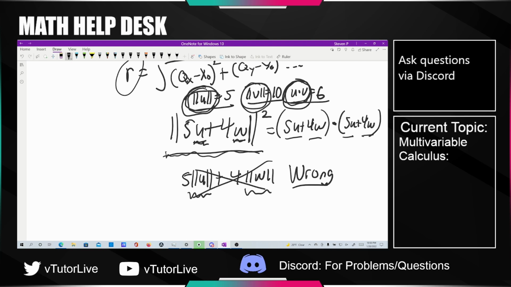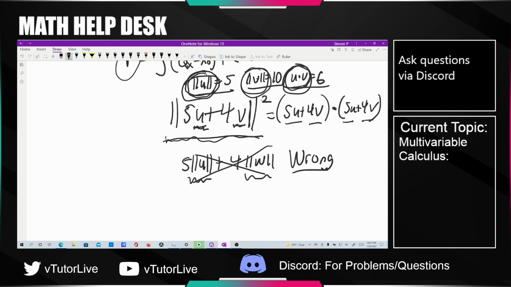Could you explain why you squared it? It's literally a problem solving trick. By the way, I'm really silly, and I used u and v up here and u and w down here, but let's just keep this consistent, okay? Sorry. But yeah, why did I square it? It's literally just a trick.